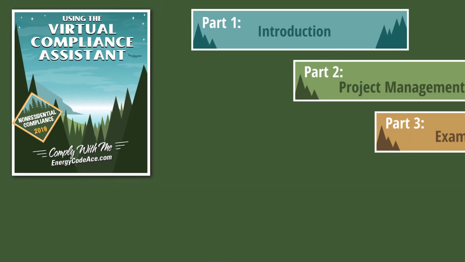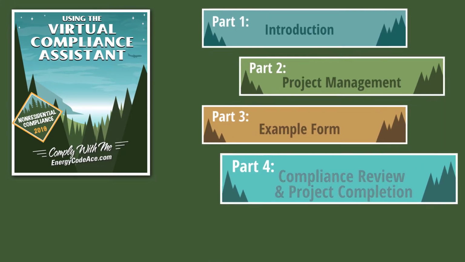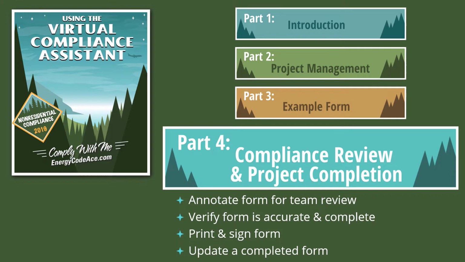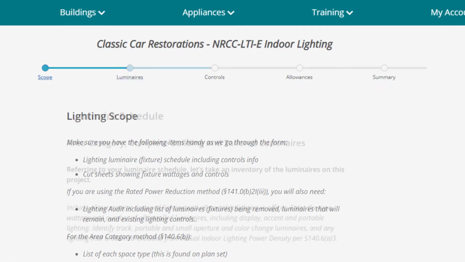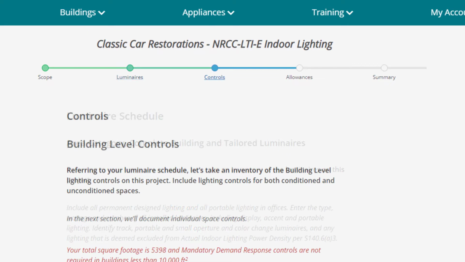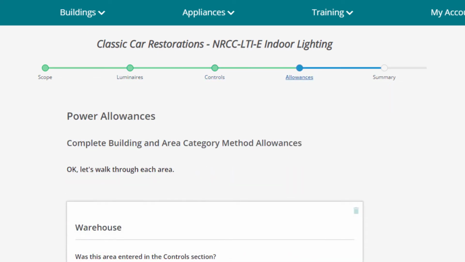This final video will focus on how to use the form summary to correct form errors, review the form for accuracy, and download the completed compliance documents. Once the documentation author works through all sections of the form, the summary is ready for team review.